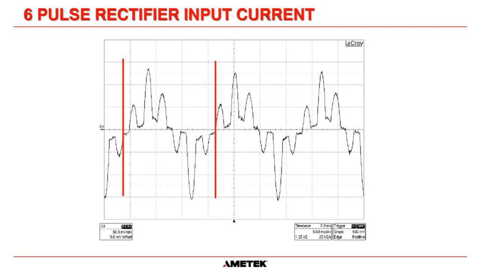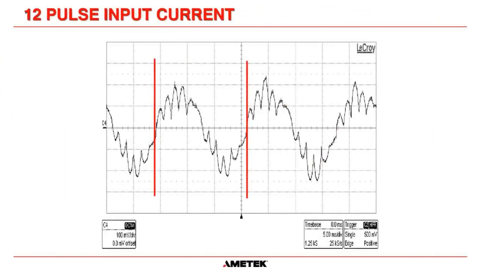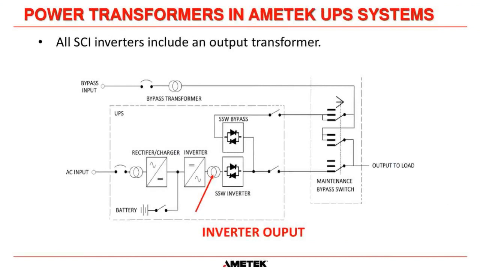Okay. The next one we're going to see is the 12-pulse waveform. And if you look carefully, you can count 12 pulses there. The last pulse right before the zero crossings doesn't show up so well. But there are 12 pulses there, and you can see the current spikes are smaller. And the waveform approximates a sine wave. All right, on to the inverter.